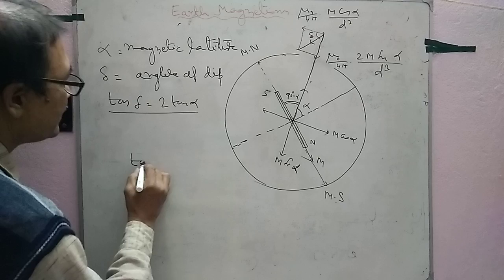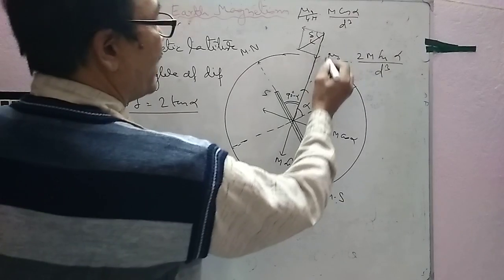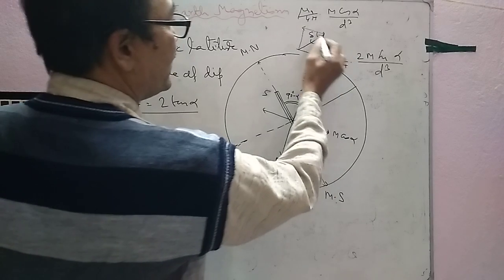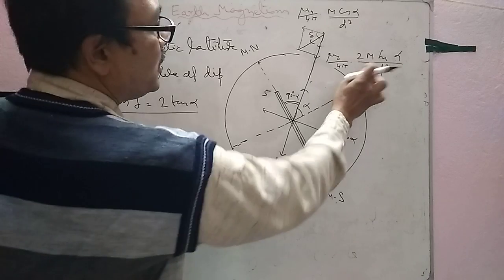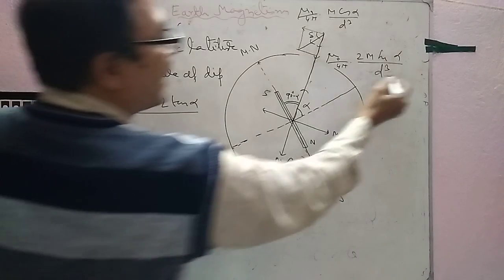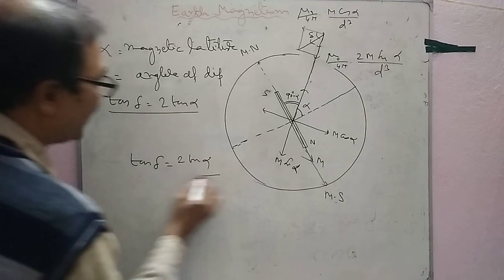So tan sigma equal to, this is vertical component, and this is tan sigma equal to, this by this by this, that is 2 tan alpha. Clear?